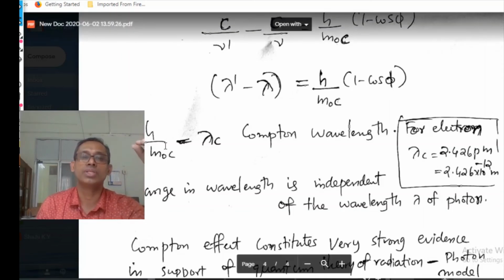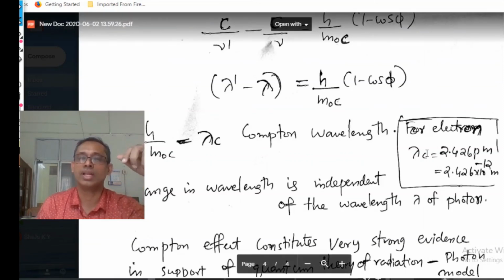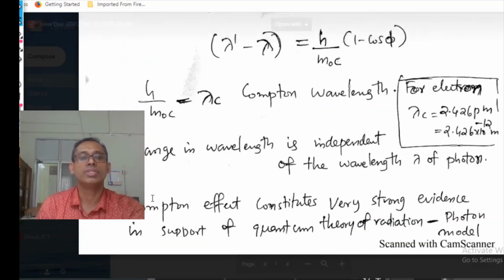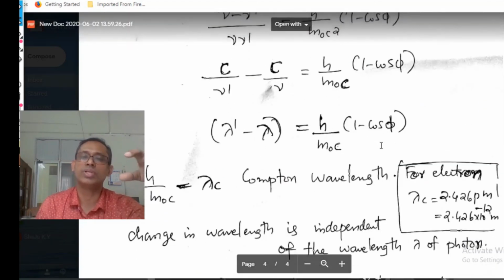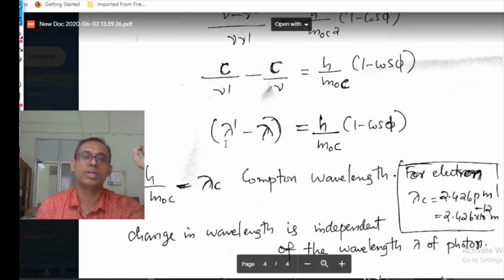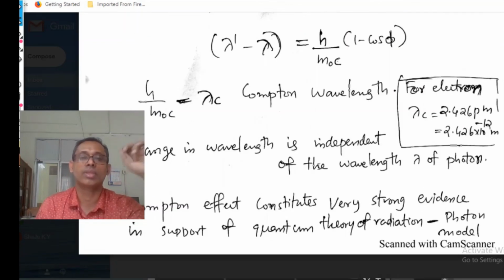This h by m0 c is the Compton wavelength, lambda c. Its value is 2.426 picometer. h we know, m0 is the mass of the electron if the charged particle is an electron, c we know, so we can calculate lambda c, h by m0 c, the Compton wavelength. And we see the change in wavelength is independent of the wavelength of the photon. It depends only on the scattering angle for the photon. It does not depend upon the wavelength or frequency of the incident photon.